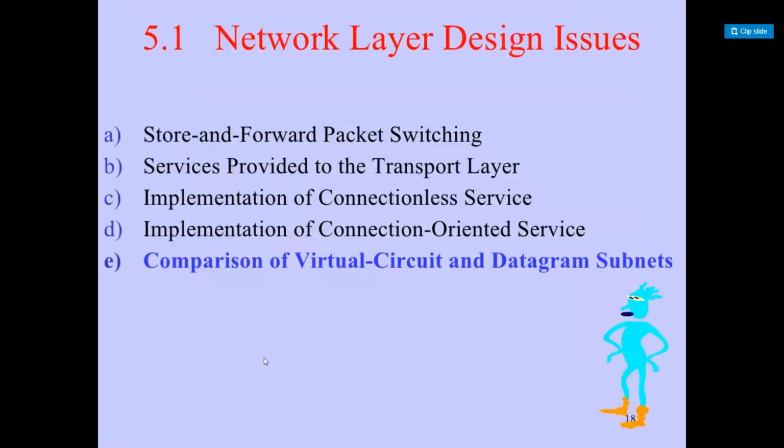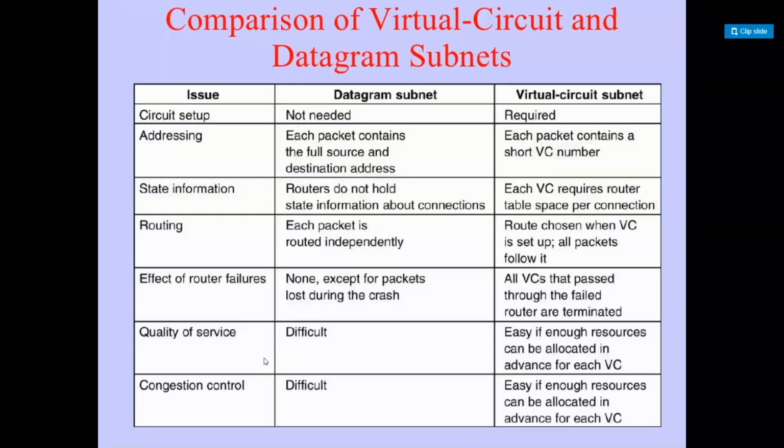The last topic in network layer design issues is the comparison of virtual circuit and datagram subnet. I told you datagram subnet refers to connectionless service. Virtual circuit subnet refers to connection-oriented service. Here we have 3 columns. The first one is the issue, the second is datagram subnet, and the third is virtual circuit subnet.